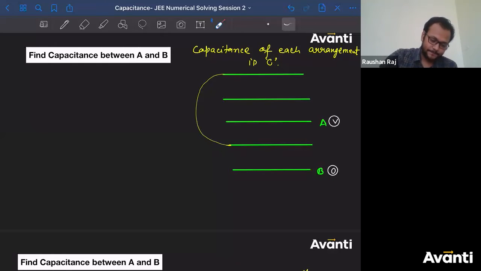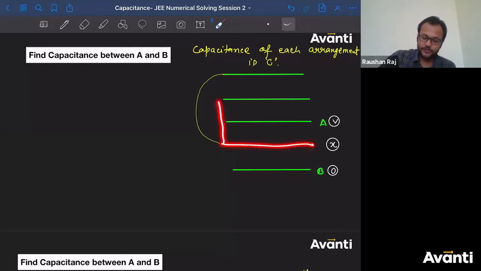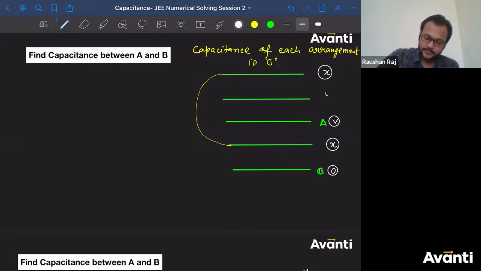Let us say this has a potential X. This has potential X. So what will be the potential of the top one? As it is connected to the fourth plate like this, this will also have a potential X. Okay. What about this one? This is not connected to anything. So again, I don't know the potential of that. So let us say the potential of this is Y.